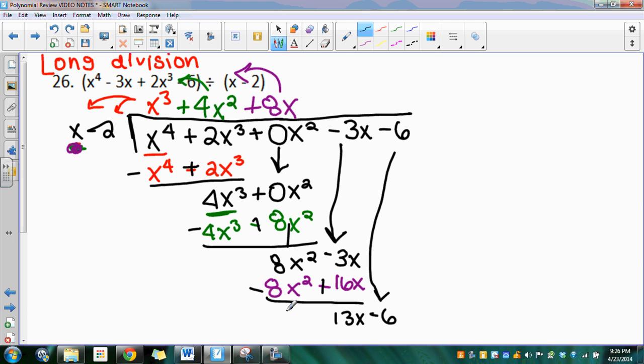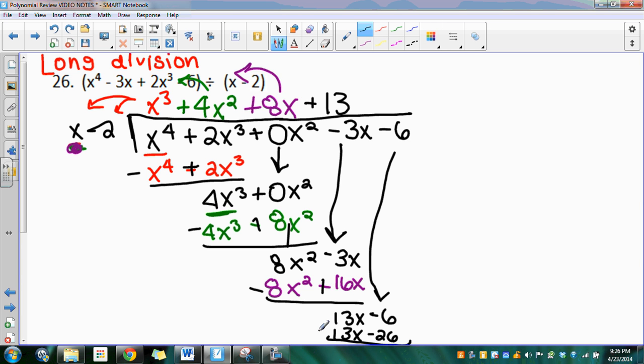To change an x into a 13x, we'd have to multiply by a positive 13. Because the x is good, we just need that coefficient of 13 at the front. And when we multiply, we'll get 13x. And 13 times negative 2 is negative 26. I mean, I ran out of room, didn't I?